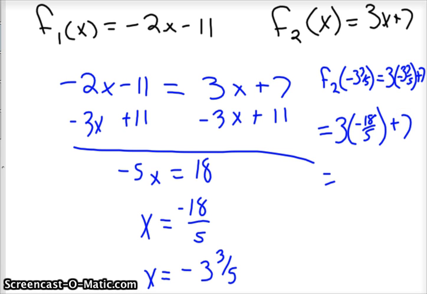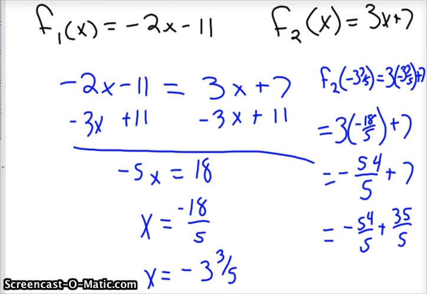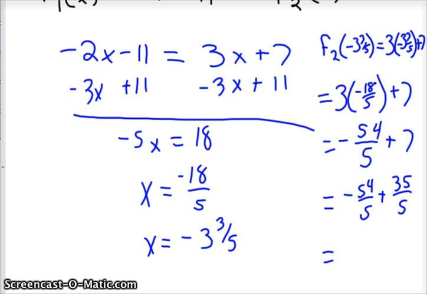So you've got negative 3 over 1 times 18/5. 3 times 18 is 54, over 5, plus 7. I'm doing it by hand. You probably have a calculator, and we'd have been done a long time ago. Plus 35/5. And so opposite signs you subtract, and 54 minus 35 is 19, so negative 19/5. So we know they meet at negative 18/5 and negative 19/5, and you could check that on the other side as well.